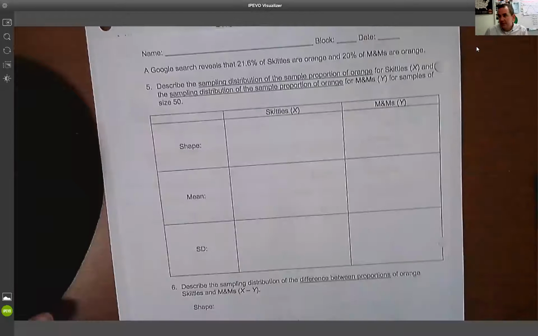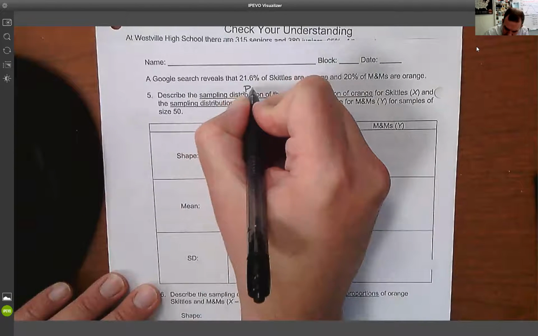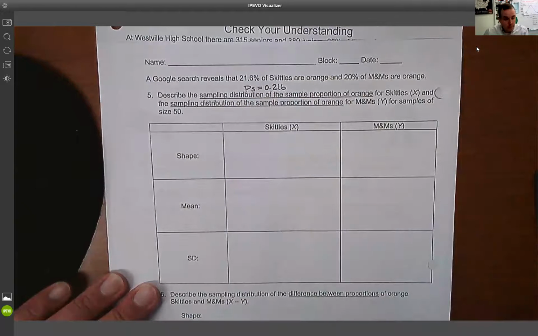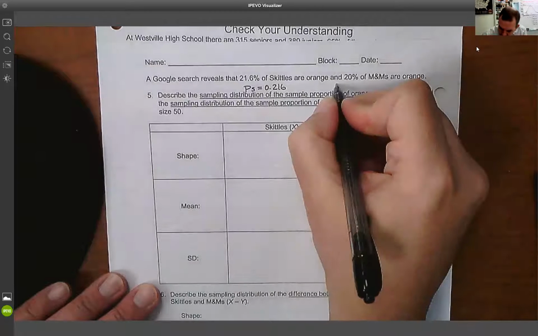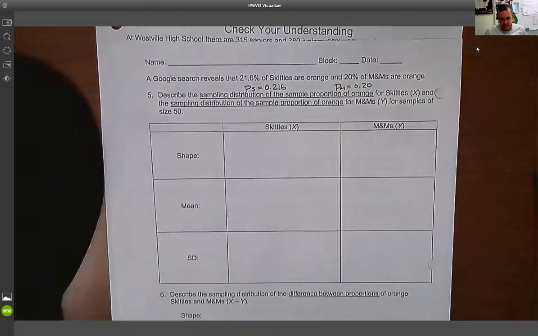What I'm going to tell you is that the real numbers, according to a Google search, are that the P of Skittles is 0.216. They're 21.6% orange in Skittles. The P of M&Ms is 0.20, 20% of that.